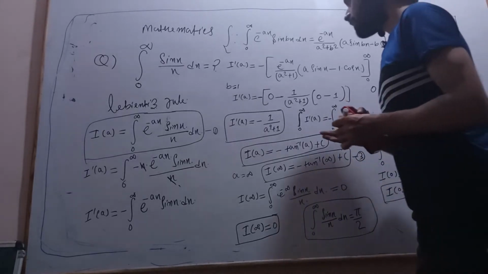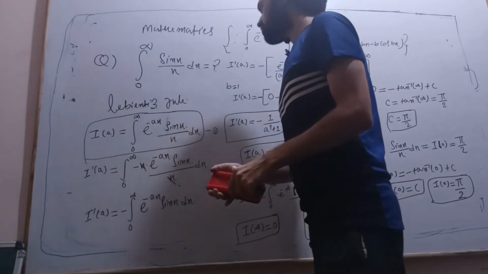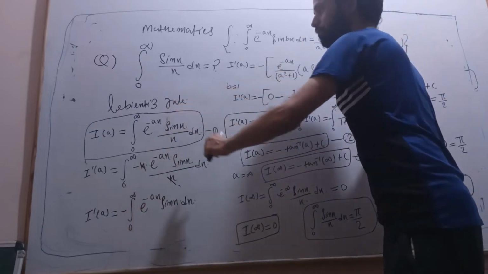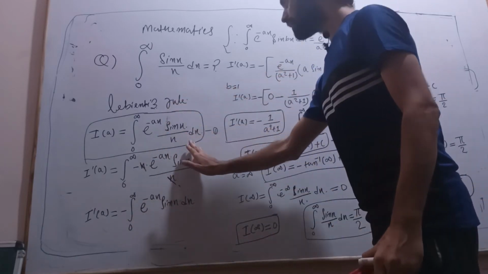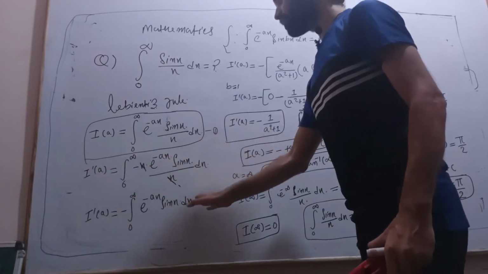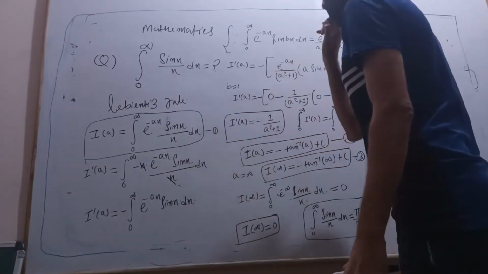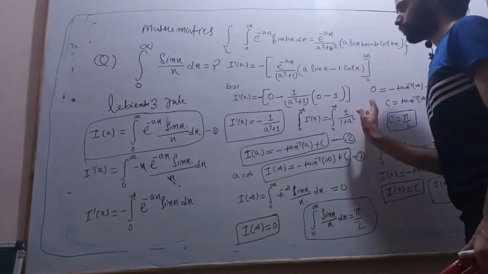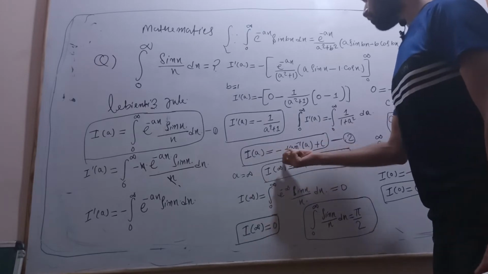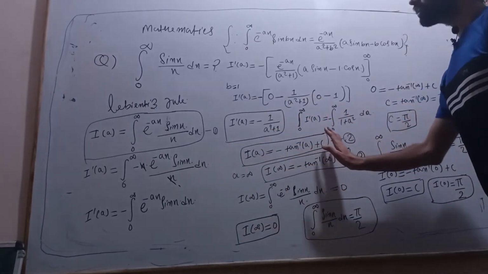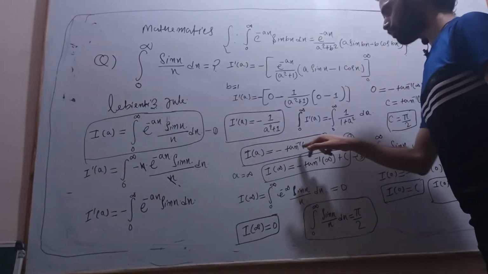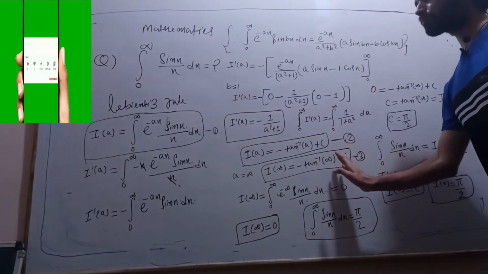The main step is to apply Leibniz's rule, where I of a is equal to the integral of e to the power minus a x times sin x by x dx. After that, you just differentiate this, so after differentiating we get I dash of a. Then you just integrate this, and we will get back the value of I of a in terms of the constant c.